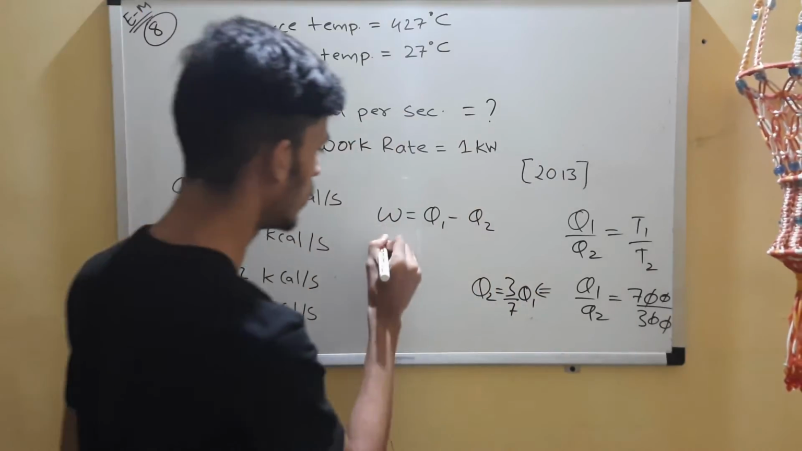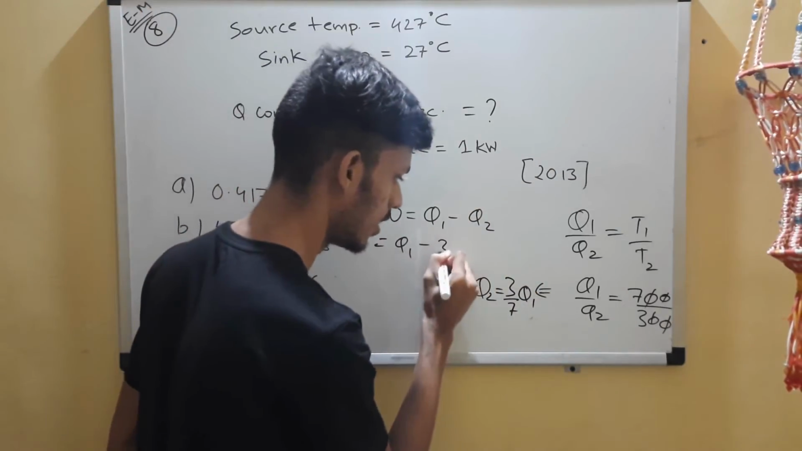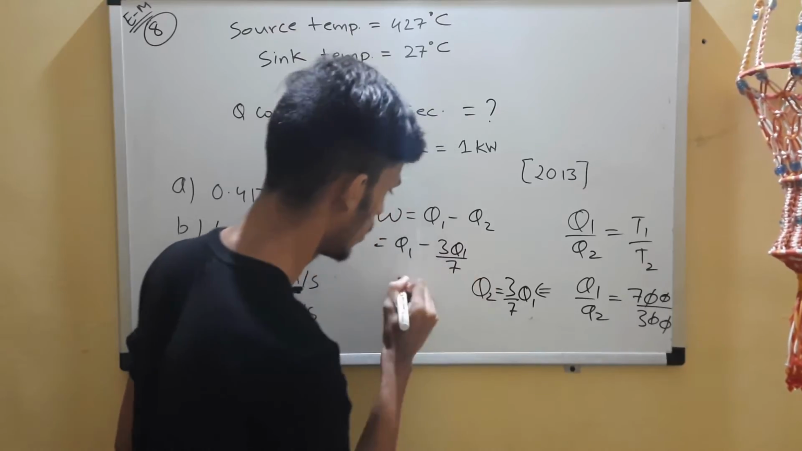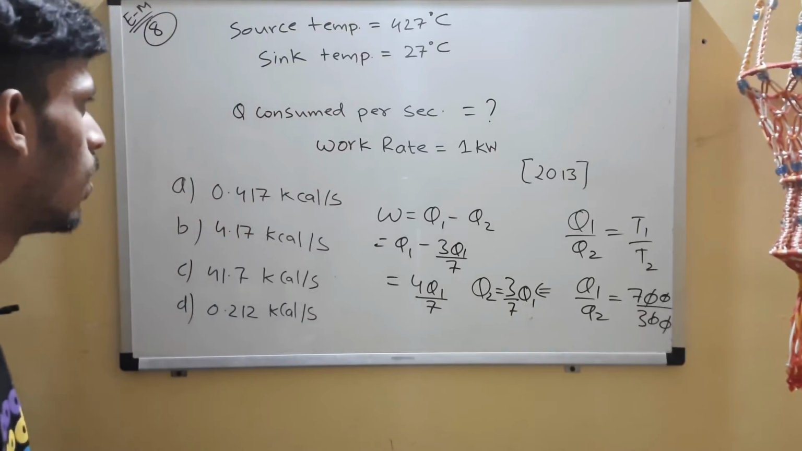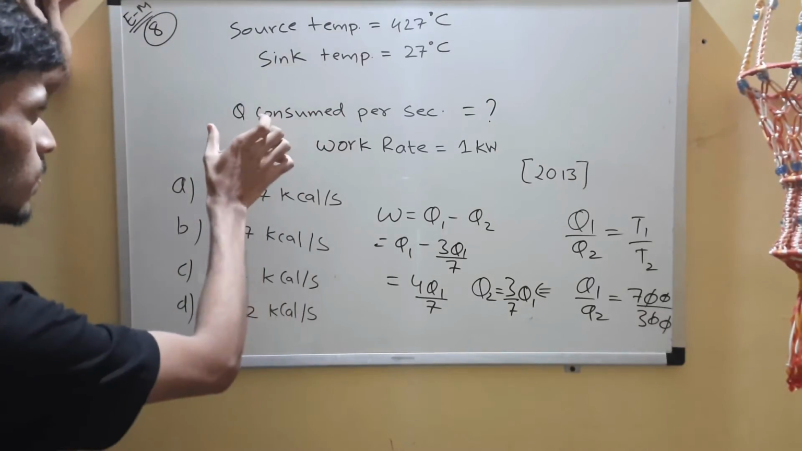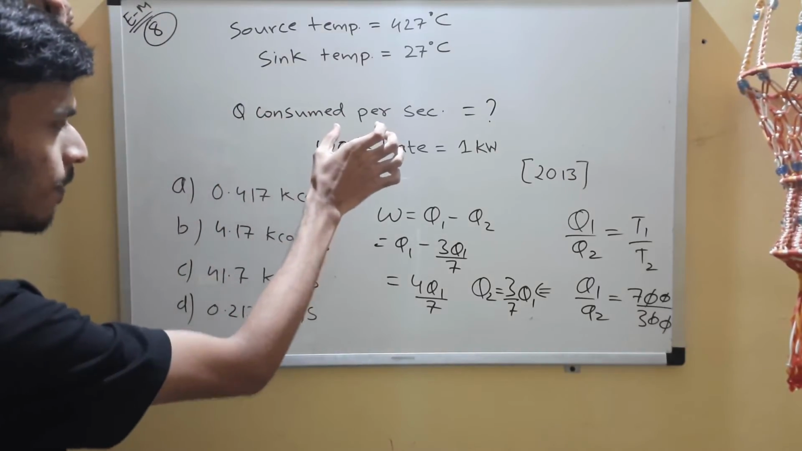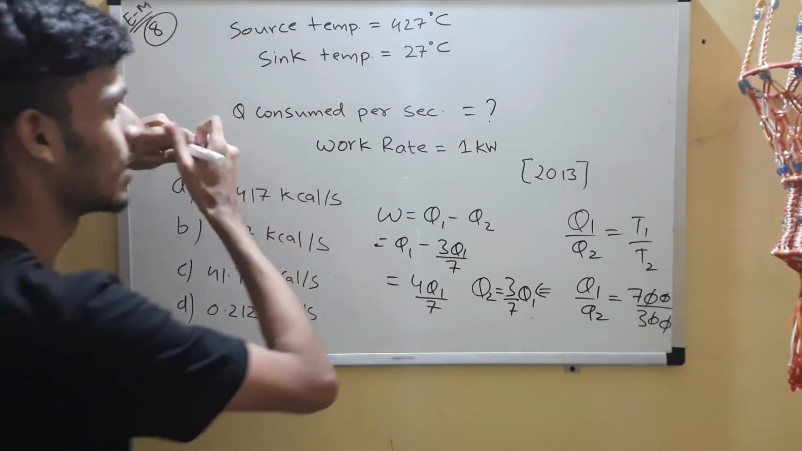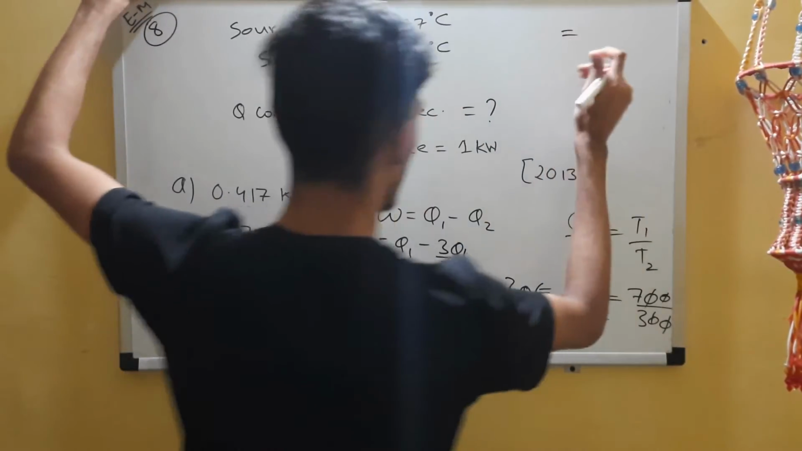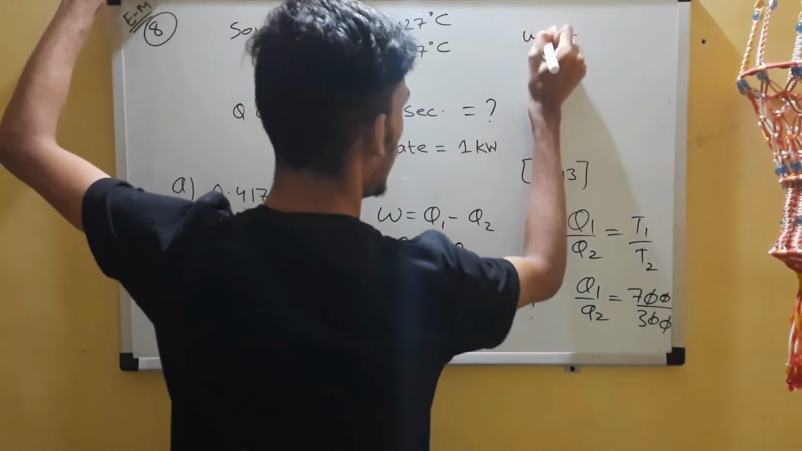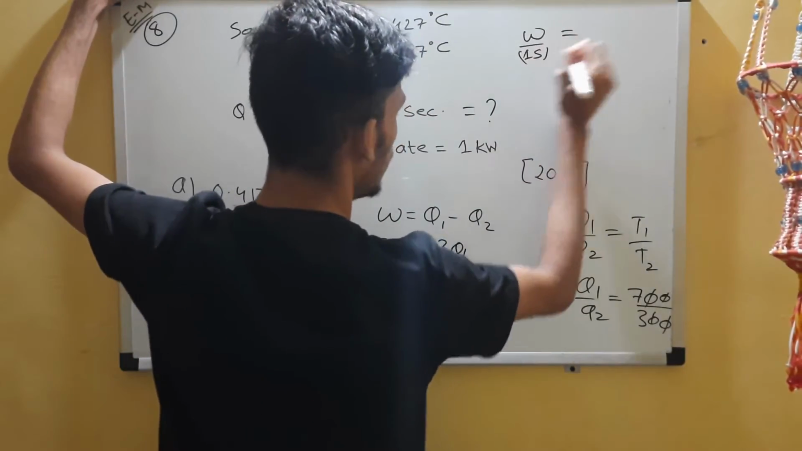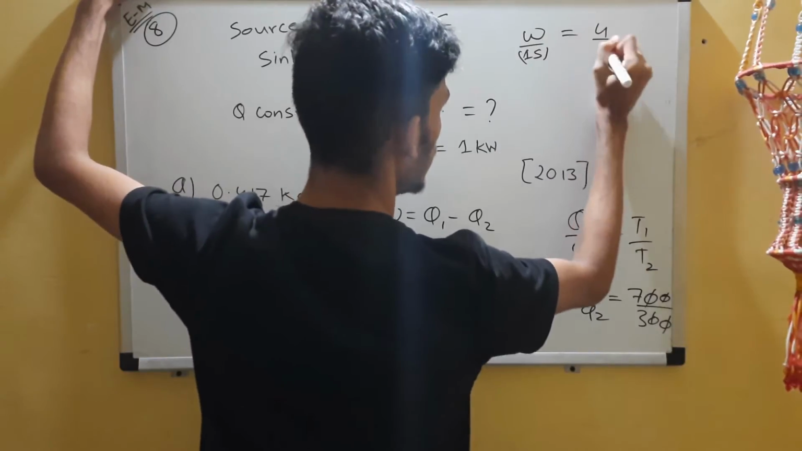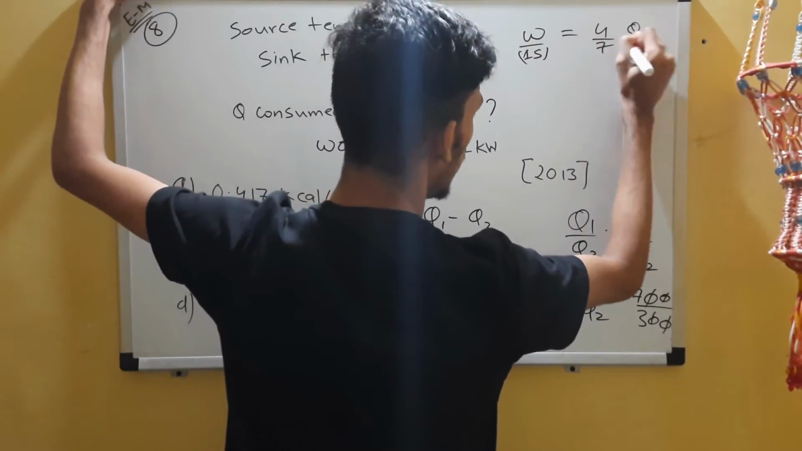Let's place the value over here. Q1 minus 3 Q1 by 7. So that will give you 4 Q1 by 7. Now we want the heat consumed per second, so let's divide this by 1 second. That's how we'll wisely manipulate it. So I'll divide it by 1 second on both the sides. So work divided by 1 second, and here 4 by 7 Q1 divided by 1 second.